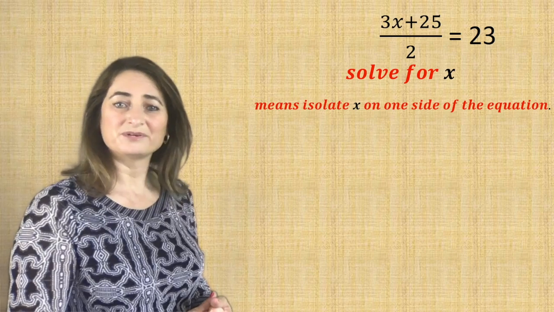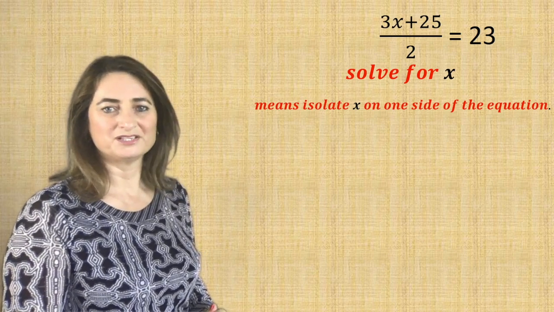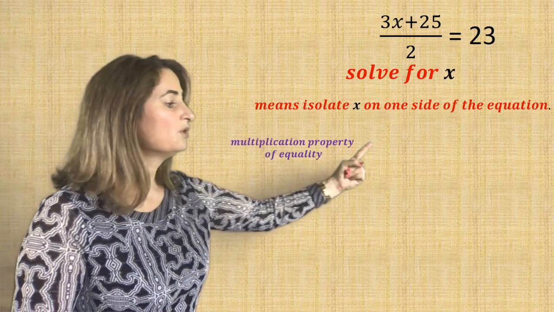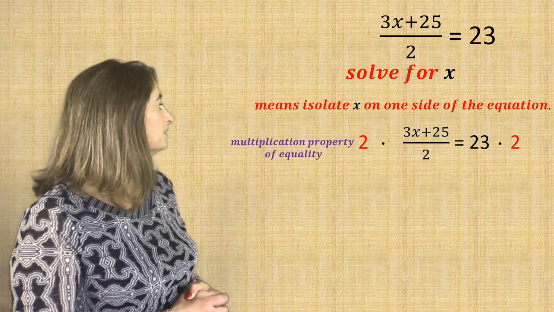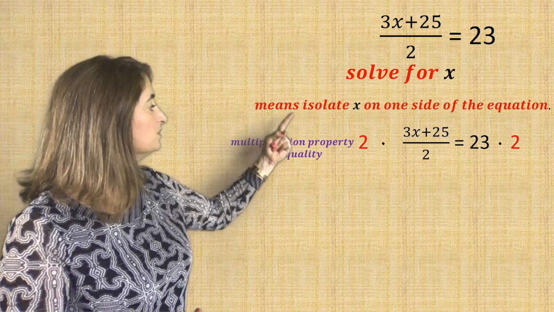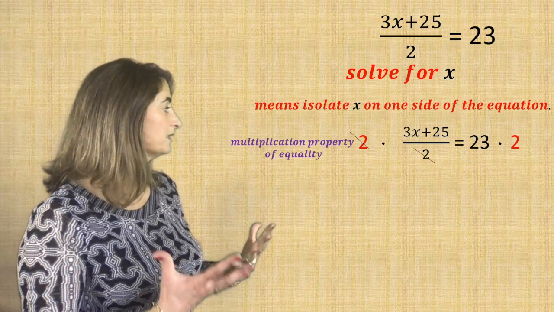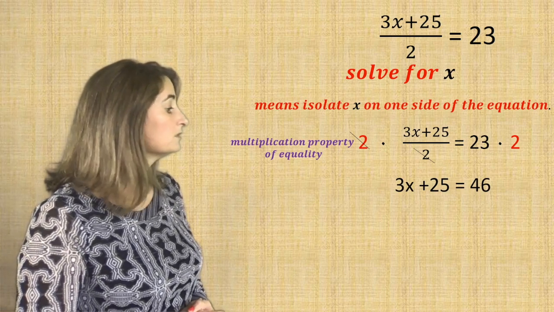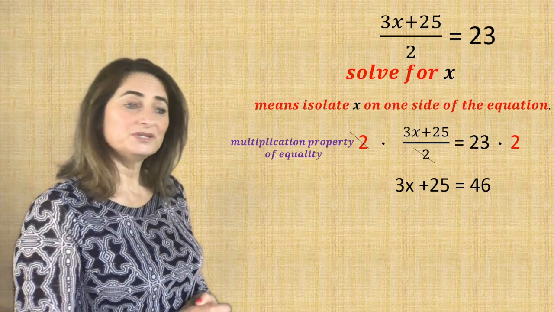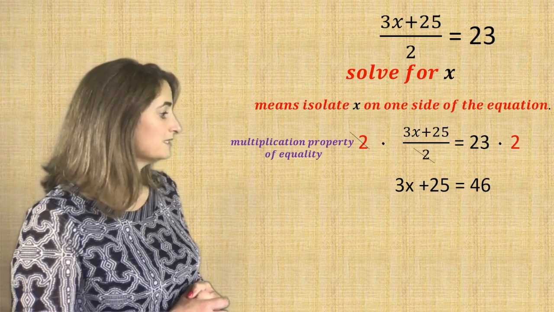So the inverse operation of division is multiplication. So I'm going to multiply by 2 on both sides of the equation. And that's the multiplication property of equality. Then 2 divided by 2 equals 1. That's how I got rid of the 2. You end up with 3x plus 25 equals 46, because 23 times 2 equals 46.